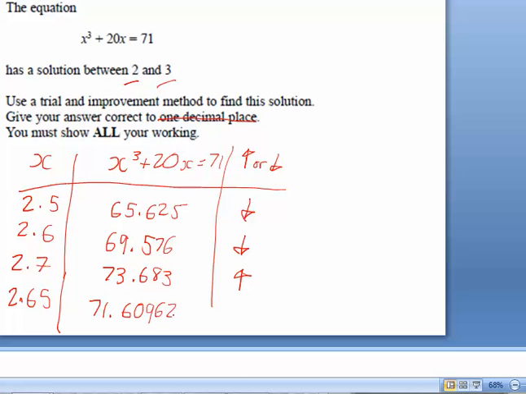71.609625, which is more than 71. Because 2.65 gives a value more than 71, I know that that's too big, therefore 2.7 must be too big, so my answer, correct to one decimal place, is x equals 2.6. Now this is what must go on the answer line: correct to one decimal place, x is 2.6.